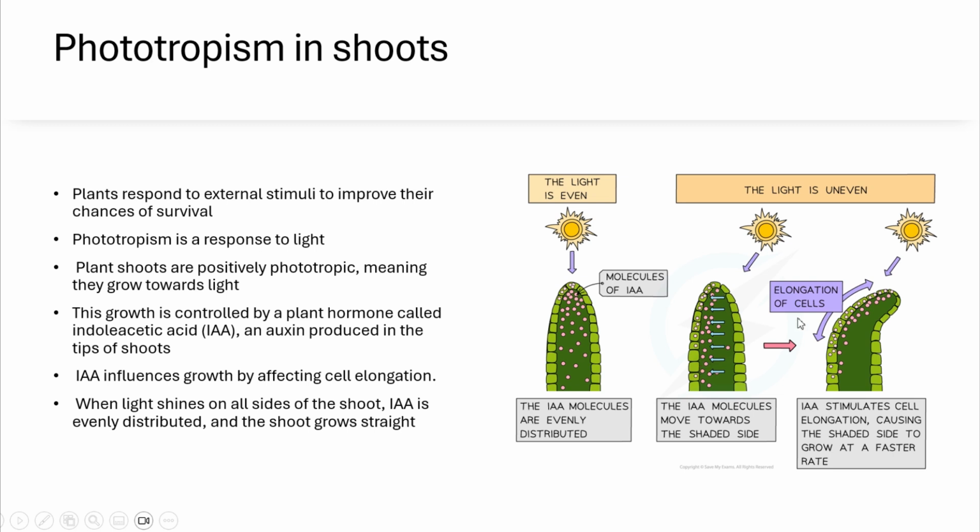So if it's elongating more on the left hand side, it's going to bend towards the right, as you see here. So it's going to bend towards the light. You see what I'm saying? That's how it works. That's why shoots bend towards the light. If the light is above it, it will go up. If it's away from it, it will go towards the sunlight. It will go towards the sun because of that situation.